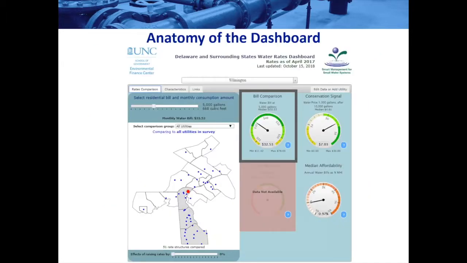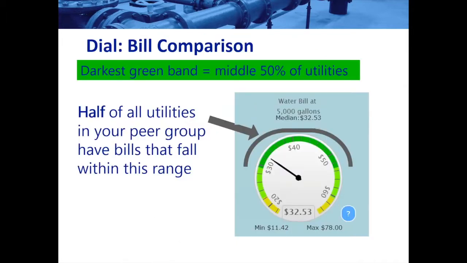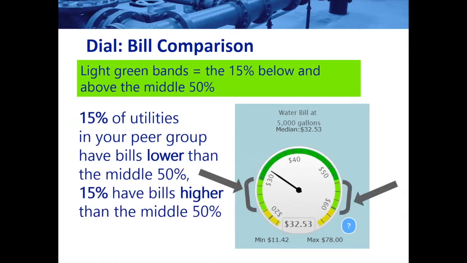So delving more into this first style, bill comparison. This is a really important one. I want to explain what these different colored bars mean. The darkest green band in the middle is representing the middle 50% of utilities in this peer group. So half of all the utilities have bills that fall within this range here in the middle. It's a good place to be. You're right with the pack if you're in here.